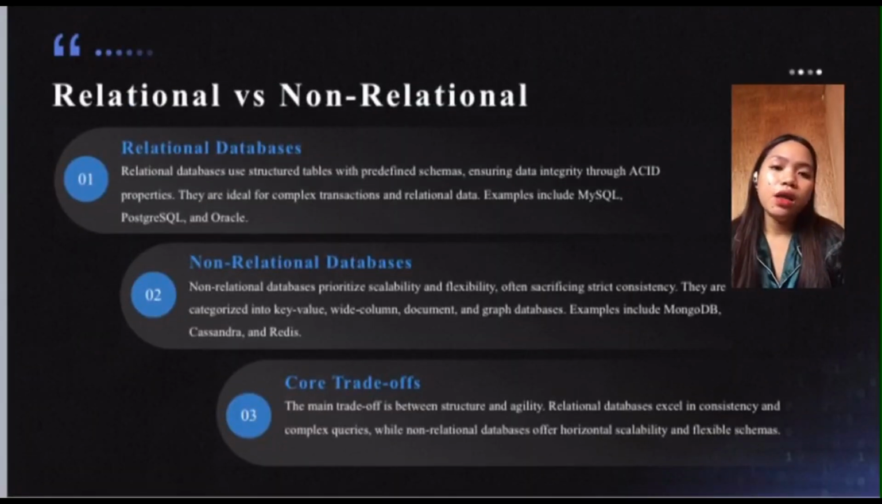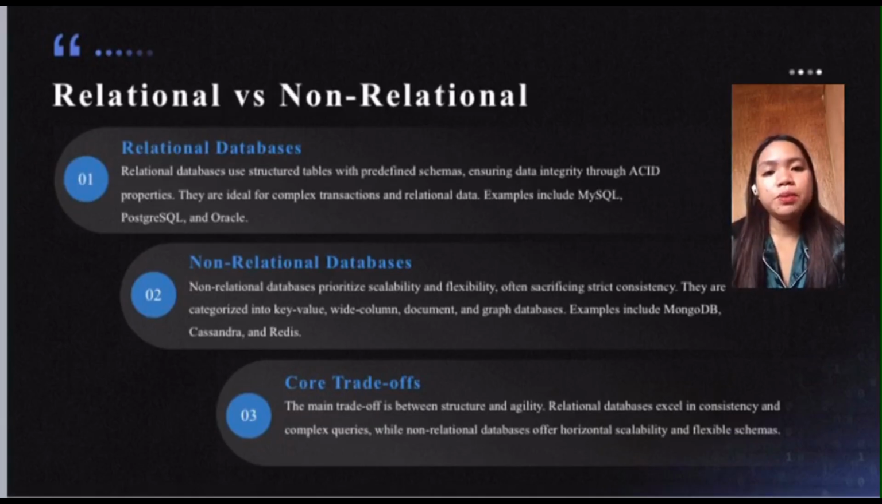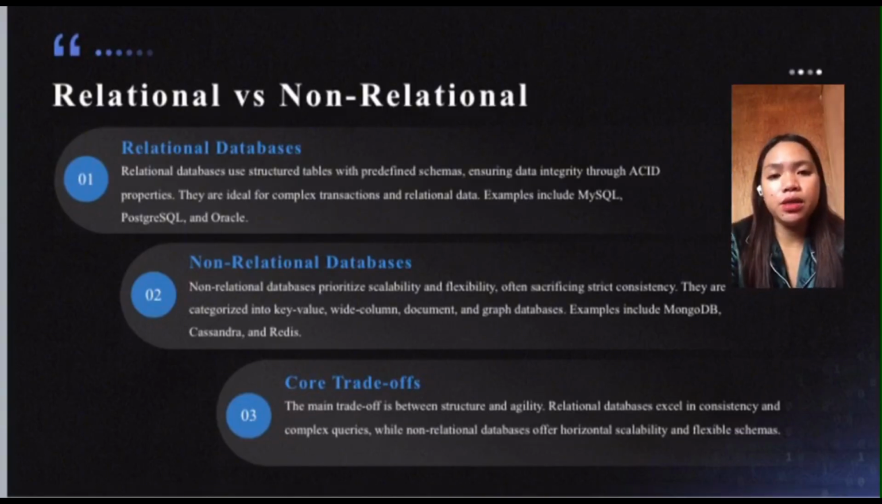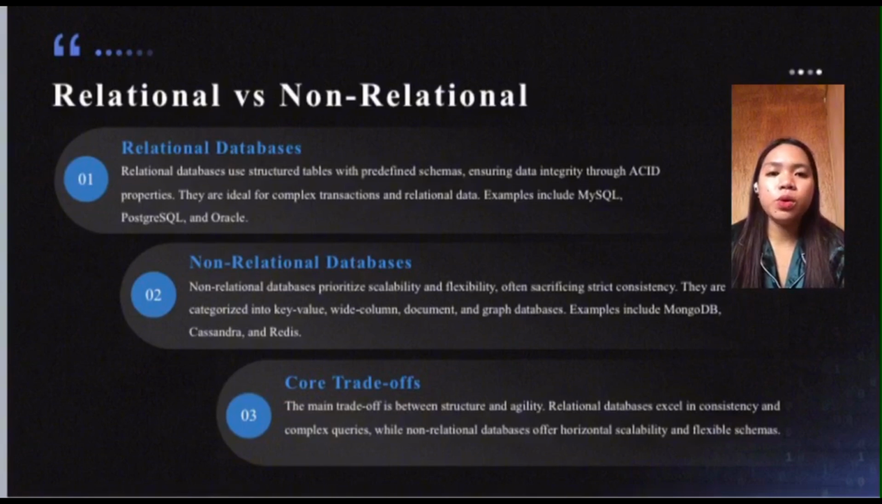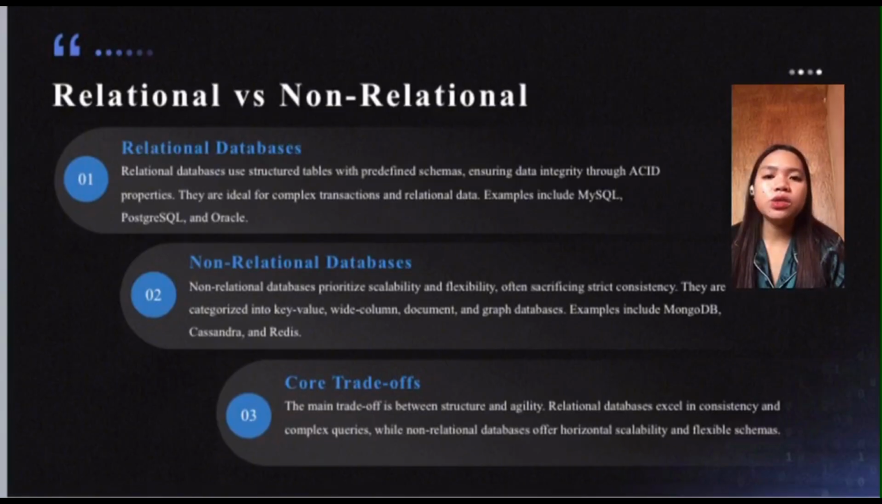Hi everyone. Today, we're diving into the world of databases. Specifically, we're going to explore the key differences between relational and non-relational databases. Let's start with relational databases. These are like those super organized filing cabinets. They use tables with rows and columns, and everything has a specific place. This structure ensures that the data is consistent and accurate.